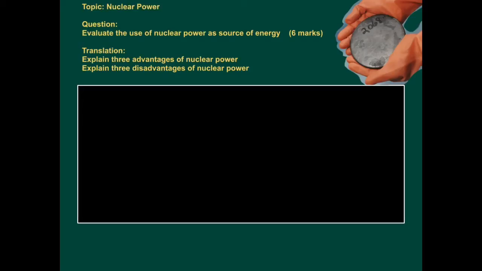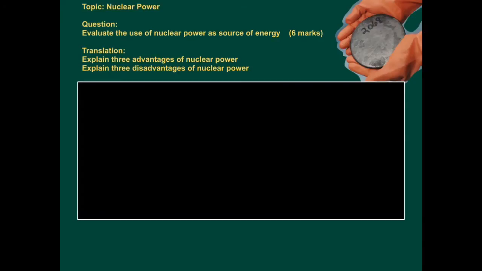This exam application tutorial is on the topic of nuclear power. The question for 6 marks is: evaluate the use of nuclear power as a source of energy. Whenever you have to evaluate for 6 marks, just think of 3 advantages and 3 disadvantages of whatever it is you're evaluating. So I've listed many here, but you only need to pick 3 from each category.